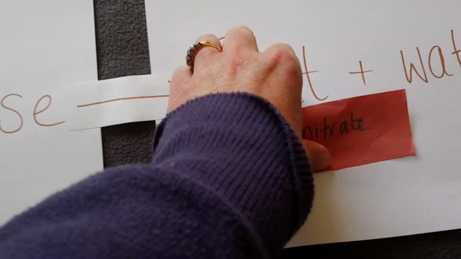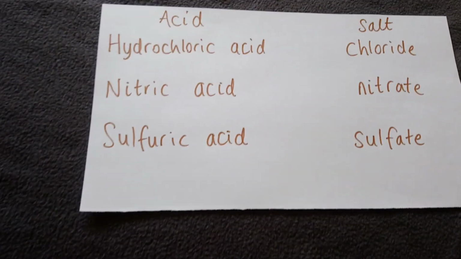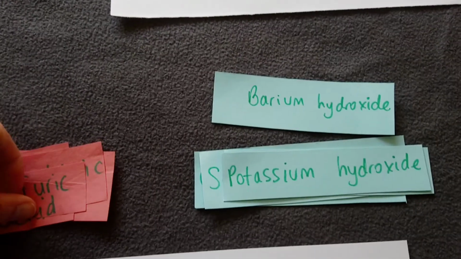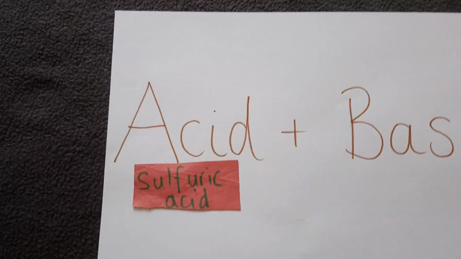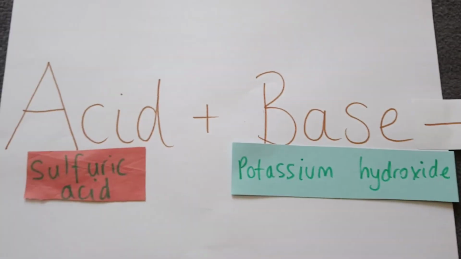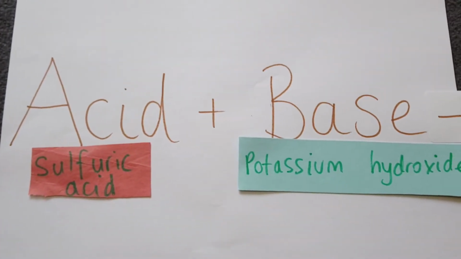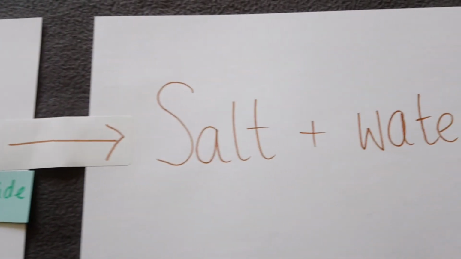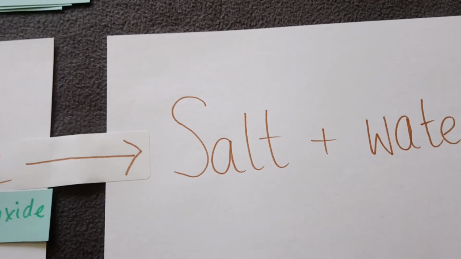Okay, let's have one more go with sulfuric acid. Remember, sulfuric acid reacts to form a sulfate salt. So, sulfuric acid, let's go for potassium hydroxide as our base this time. Sulfuric acid plus potassium hydroxide. Can you already work out what the salt is going to be?